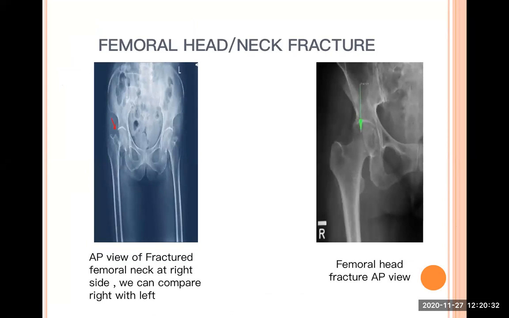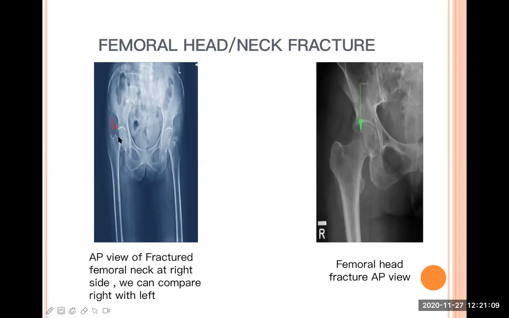See these two types of X-ray. Here is the AP view of the fractured femoral neck. On the right side, we can compare right with the left, and this is the femoral head fracture, AP view. Though it is very nicely shown here, that is not the objective of this slide. We want the students to really notice this, so that next time when you see this type of X-ray, you can clearly pick up the fracture line.